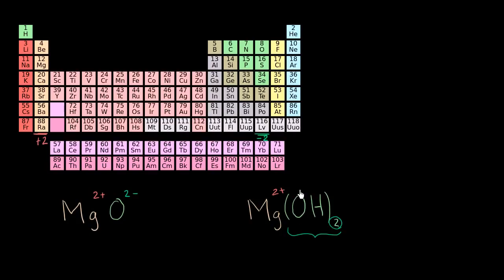If oxygen has a -2 oxidation state and hydrogen has a +1 oxidation state, each hydroxide part of this molecule is going to have a net oxidation state of -1, but then you have 2 of them, so the net oxidation for this part of the compound is going to be -2, which nets out with the +2 from magnesium. So once again, it makes sense.